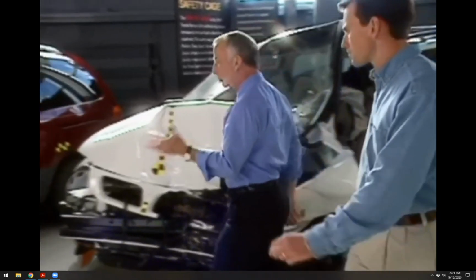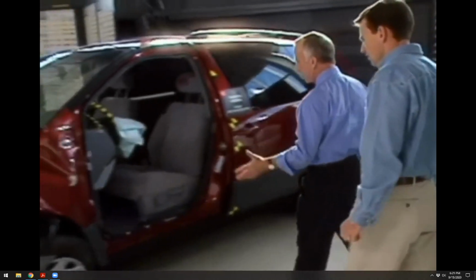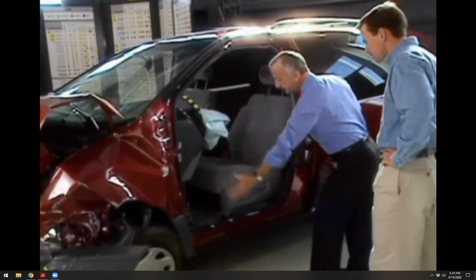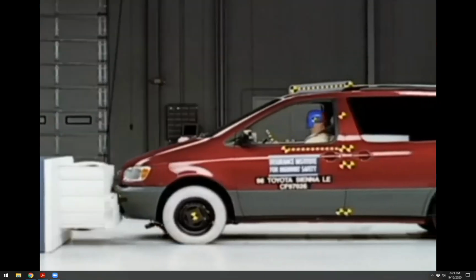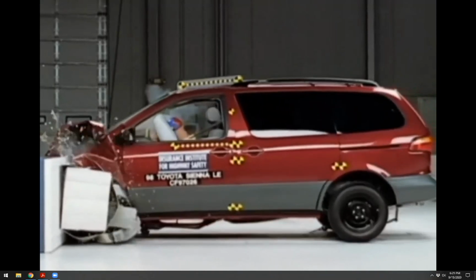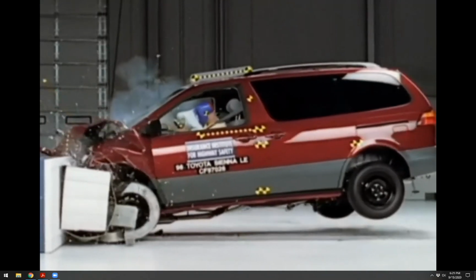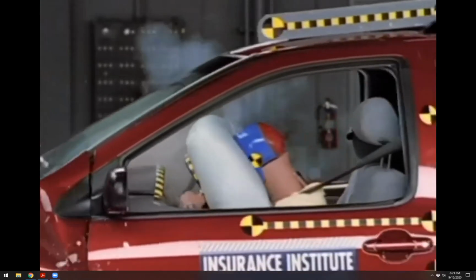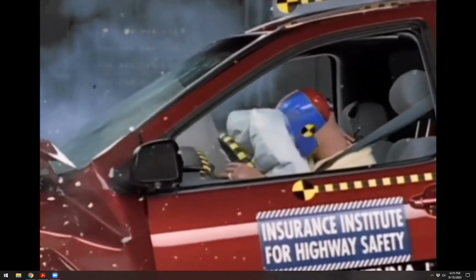But this vehicle was in the same crash, 40-mile-an-hour offset crash, and you can see that now the safety cage has remained intact. There's very little intrusion anywhere. The damage is confined to the crumple zone of the vehicle. This is the way it should be. A person in a crash like this, wearing their seat belt and protected by the airbag, can walk away from the crash with no injury.